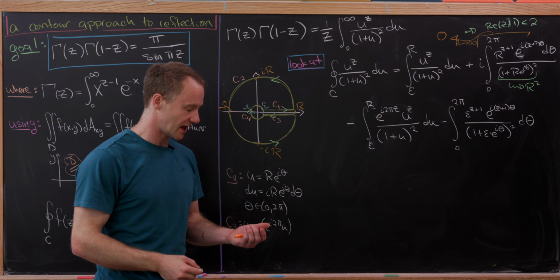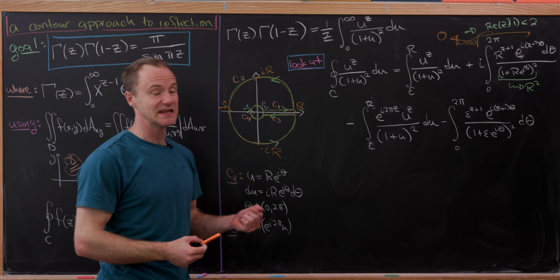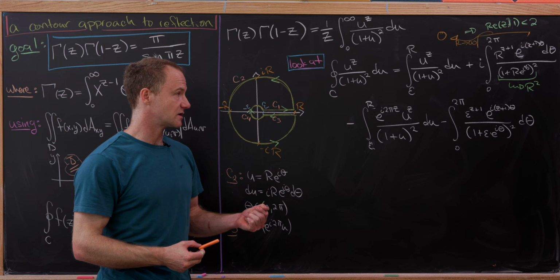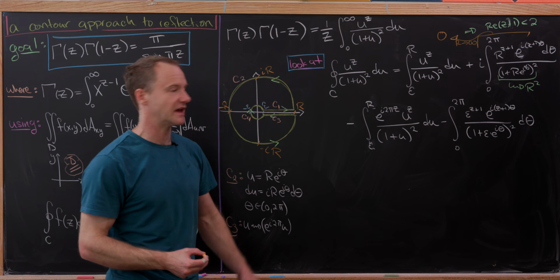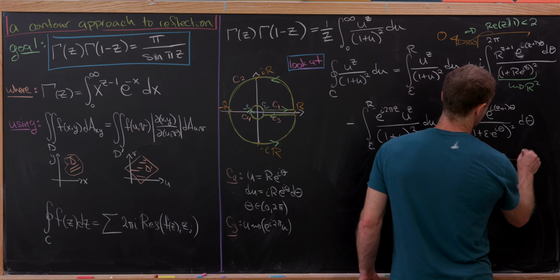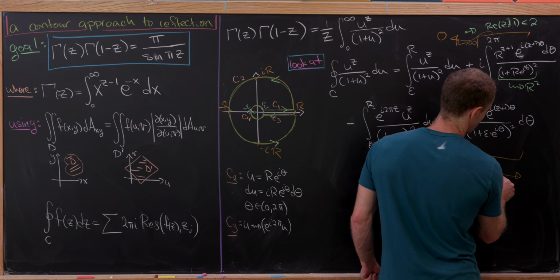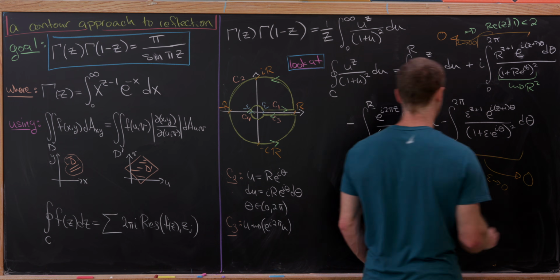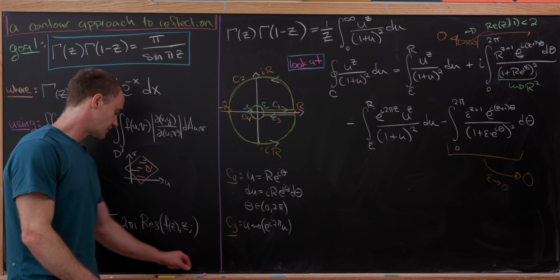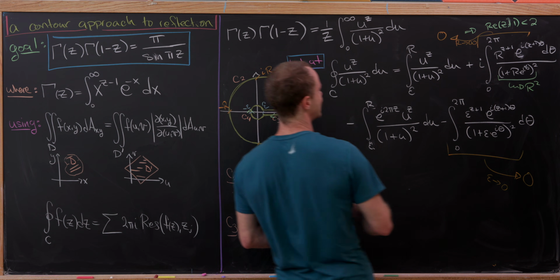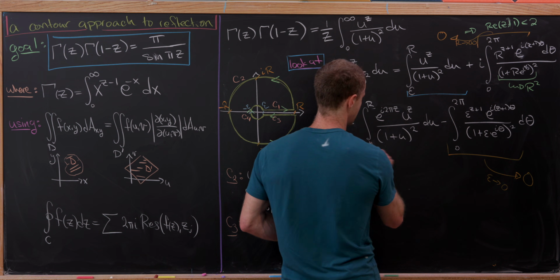But now let's notice that regardless of what z is, as epsilon goes to 0, this whole thing will go to 0. That's good too, because that's another integral which could be kind of gnarly that we won't have to work with. So now let's notice what's left over is this bit right here and this bit right here.